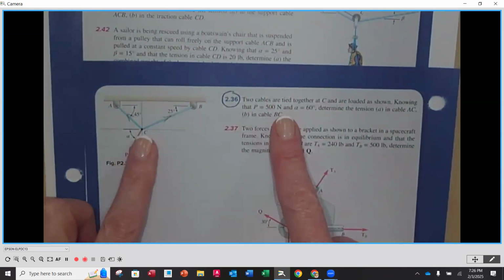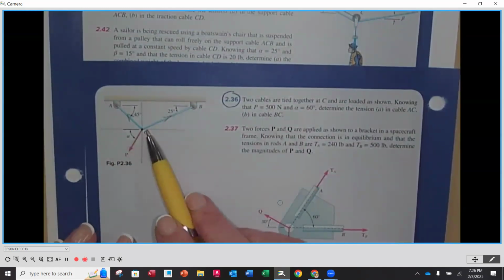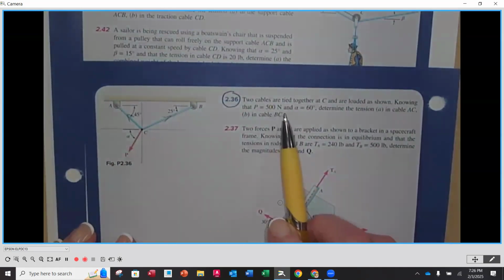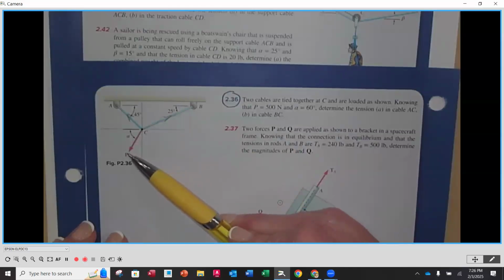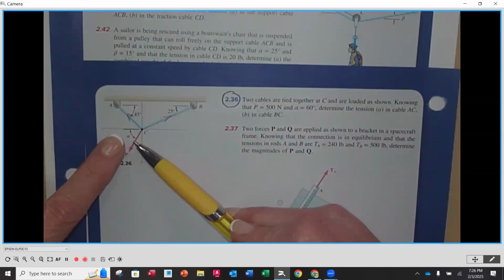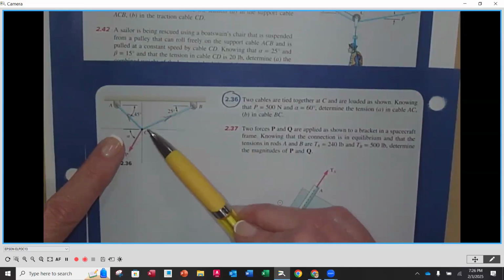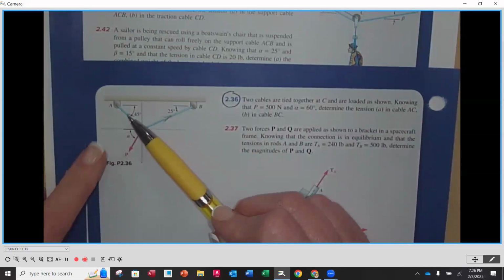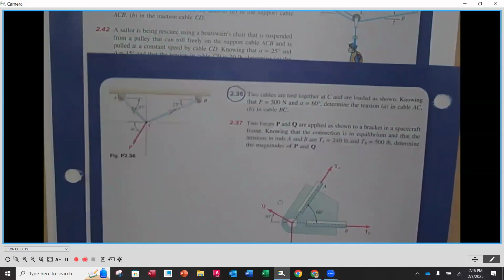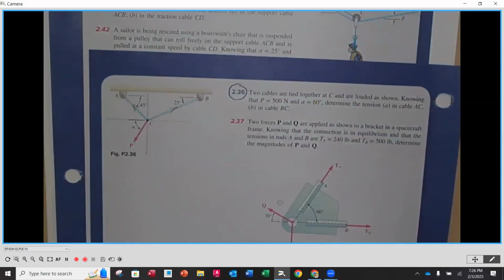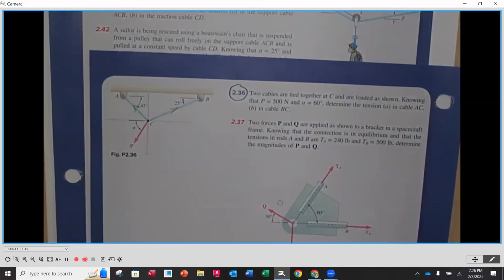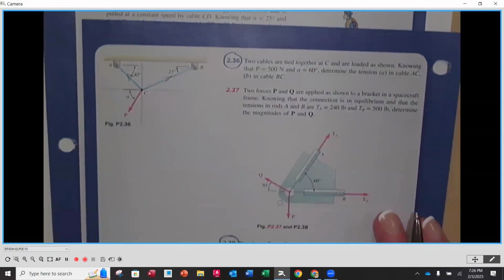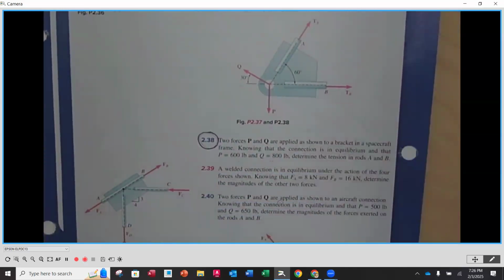Here you have two cables come together at point C, right in the middle here, loaded as shown. Knowing that P is 500 newtons, so it's going down and to the left, and that alpha is 60 degrees, right here. Determine the tension in the cable, so pulling up away from C towards B, and up from C pointing towards A. Whenever they say tension in the cable, that means that it's like pulling, not pushing, okay, on the point. Again, rectangular component method, that very same process that we've been using, and again, using your equations of equilibrium. This is not resultants anymore.